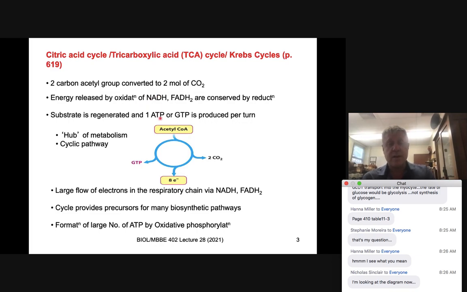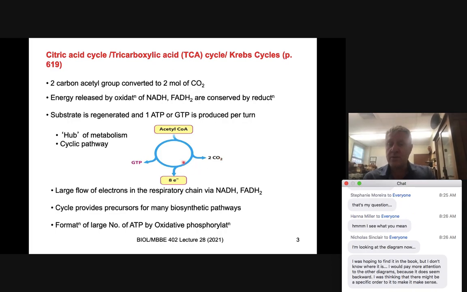We also generate 1 molecule of ATP in the form of GTP per turn, and this particular pathway is commonly called the hub of metabolism because it's a cyclic pathway, and there's various entry points where other molecules can come in. But as you can see, if we have an entry point here, we may not get the carbon dioxide, because we've gone through the decarboxylation stages on this side, and there's no decarboxylation stages on this side.